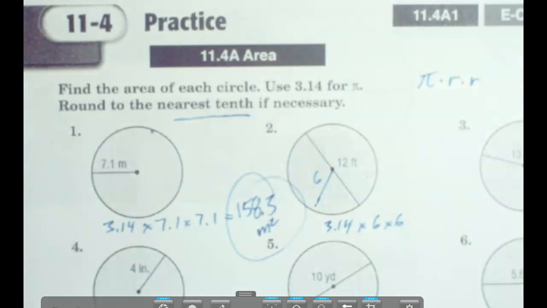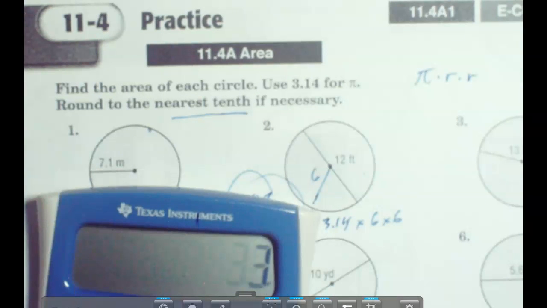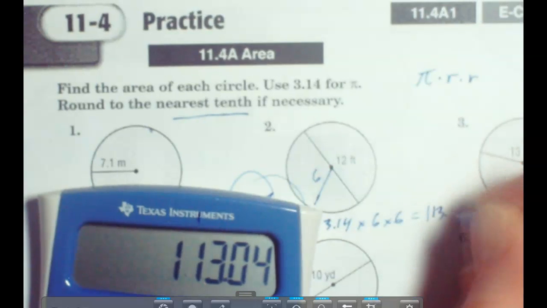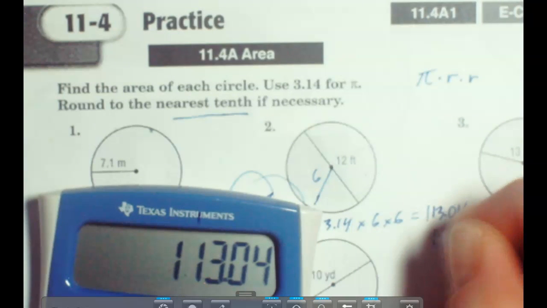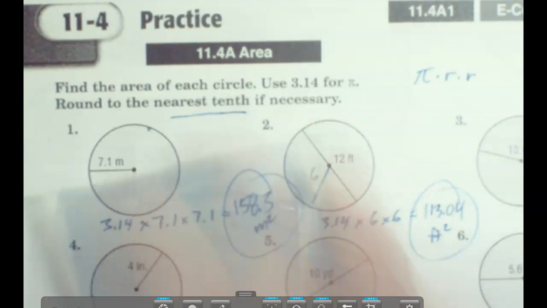All right, so let's do this. Let's just shortcut it. We know that that's 36, so I'm just going to do 3.14 times 36. That is equal to 113.04, and that is feet squared. Okay, so you kind of get the idea how to do that.